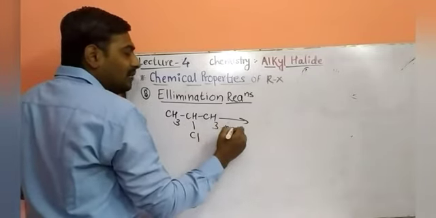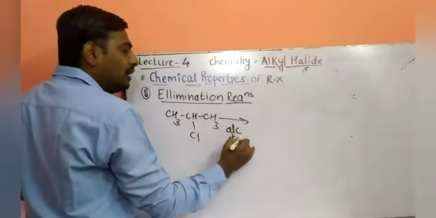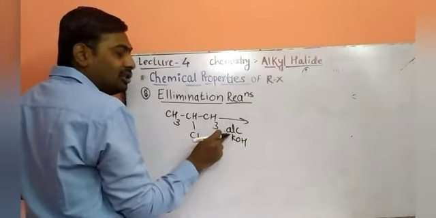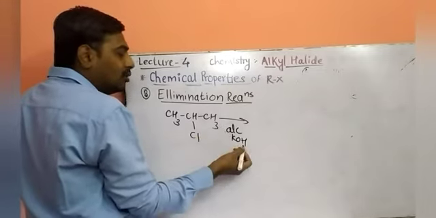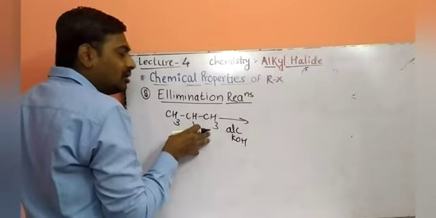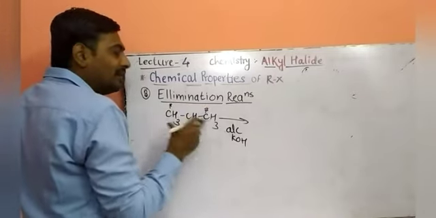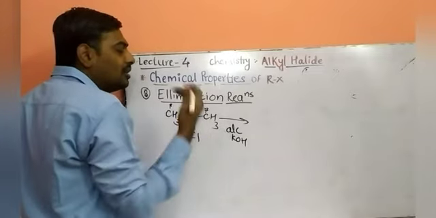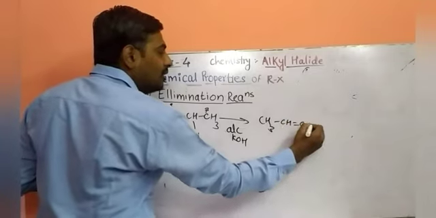At the same time, when we are using alcoholic KOH, see, aqueous KOH gives substitution, but alcoholic KOH gives an elimination type of reaction. When this alcoholic KOH reacts with this molecule, what does it give? It contains two beta hydrogens. This one is beta, this one is beta. We can abstract any hydrogen because the molecule is symmetrical. So what are we getting? CH3, CH double bond CH2.